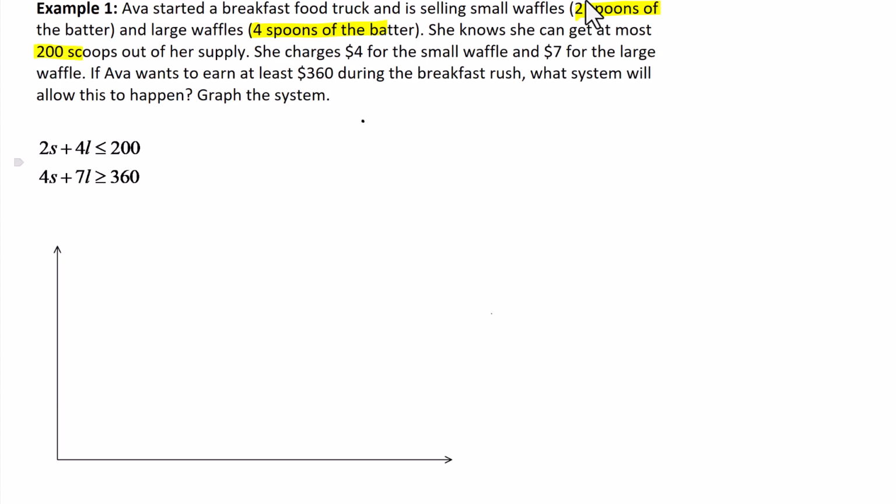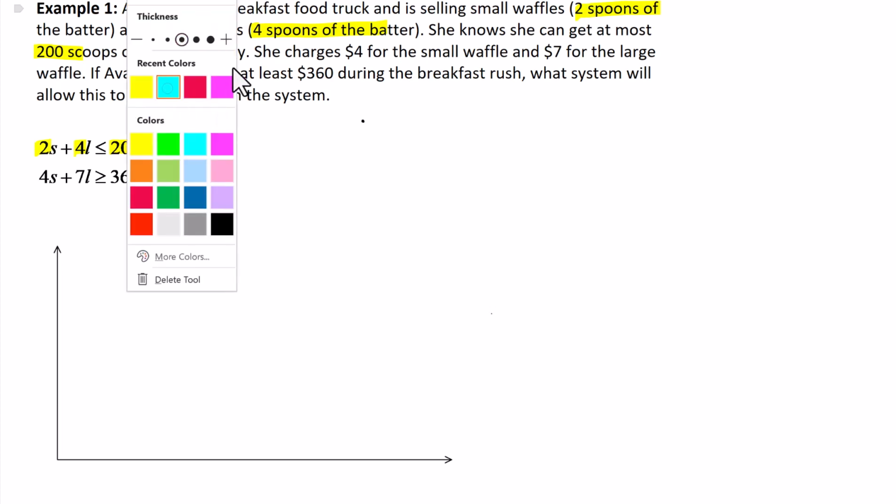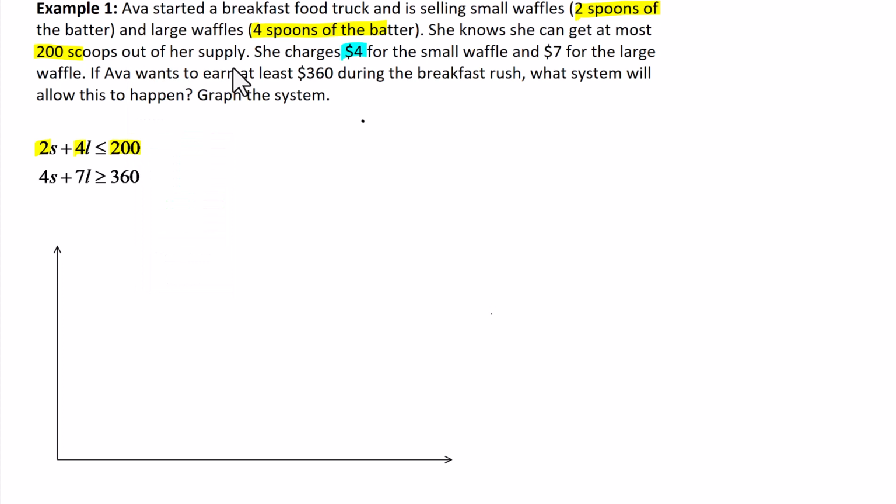So we're going to call S and L the number of small waffles and the number of large waffles. So 2 scoops per small and 4 scoops per large will give me less than or equal to 200 scoops of batter. Now let's look at the next bit of information. She charges $4 for the small waffles and $7 for the large waffles. So 4 for the small plus 7 times $7 for the large will generate greater than or equal to $360. If Ava wants to earn at least $360 during the breakfast rush, what system will allow this to happen?